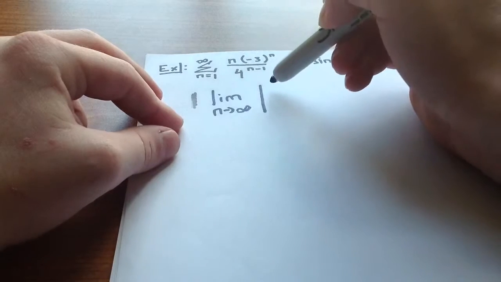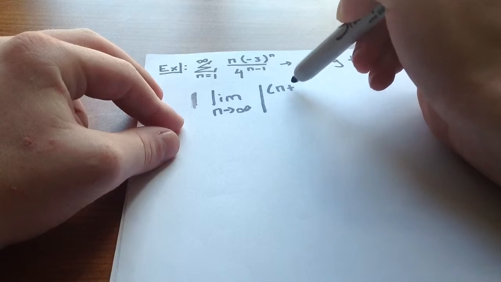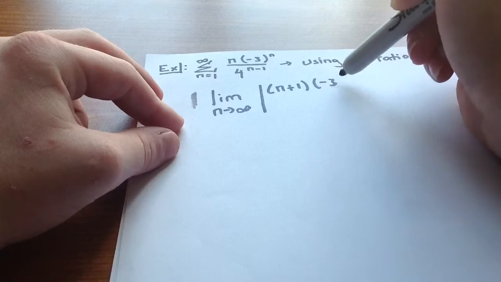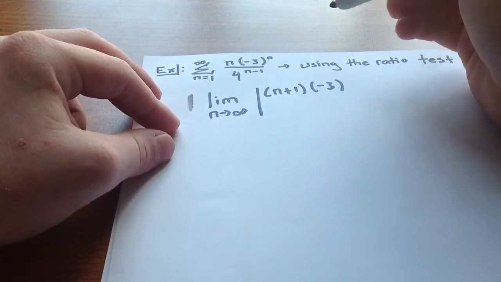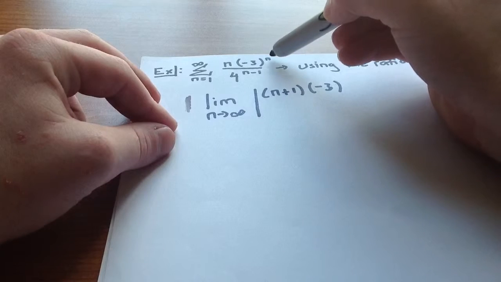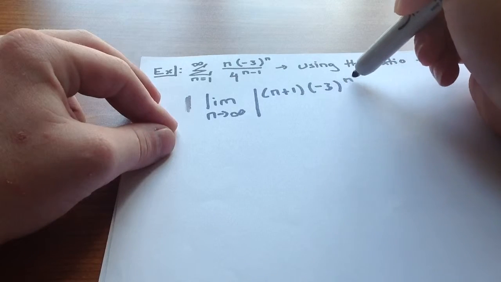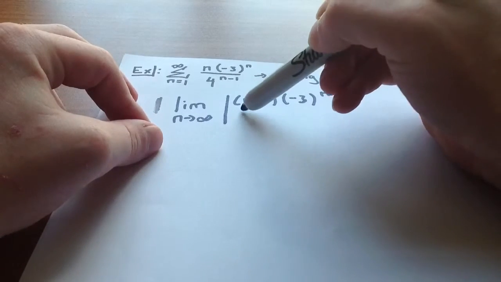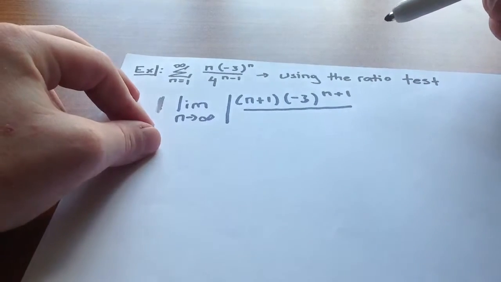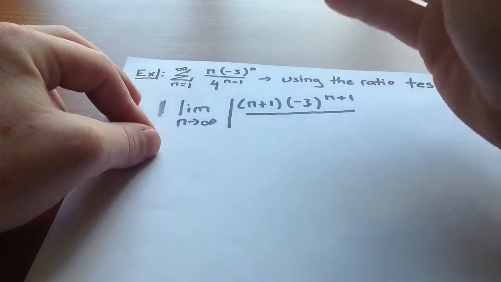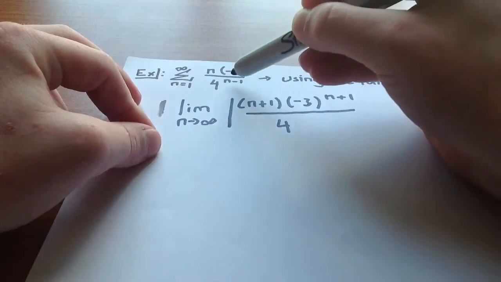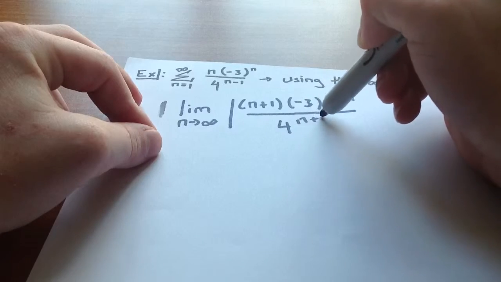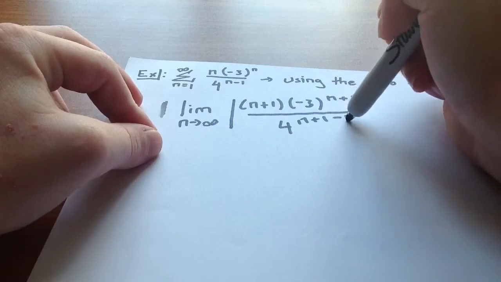So here's an n here, we'll take n plus 1, and we're going to be multiplying that by negative 3. And then we're going to replace this power with n plus 1, so negative 3 to the power n plus 1. So that'll be the first part. And then we're going to divide this by 4 to the power n plus 1 minus 1.